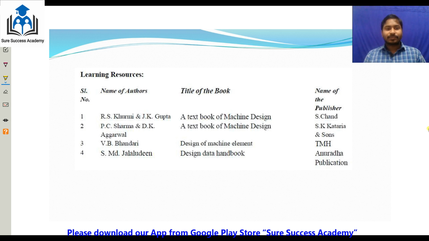So friends, the learning resources as per your syllabus: R.S. Khurmi, A Textbook of Machine Design, S. Chand publication, you can refer. Also P.C. Sharma or D.K. Aggarwal, Textbook of Machine Design, S.K. Kataria and Sons, the publication name. V.B. Bhandari, Design of Machine Elements, is a good book, and the Design Data Book. Specifically for diploma, use R.S. Khurmi, it will give a clear idea. After that, you go to Bhandari.